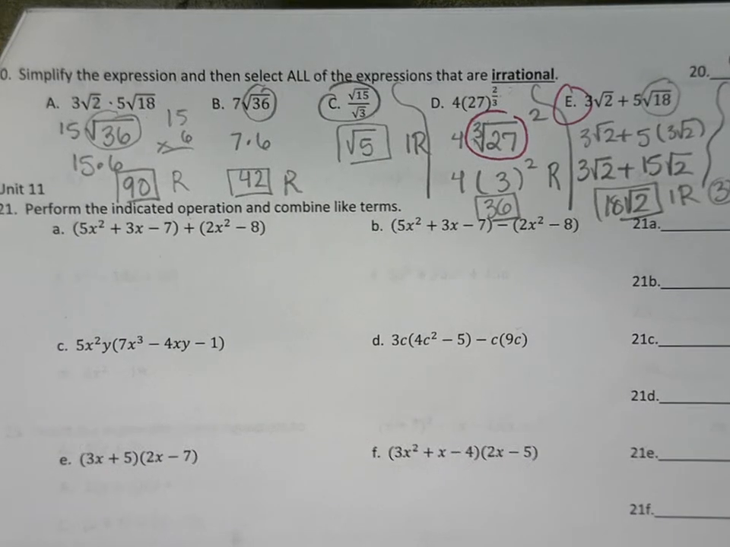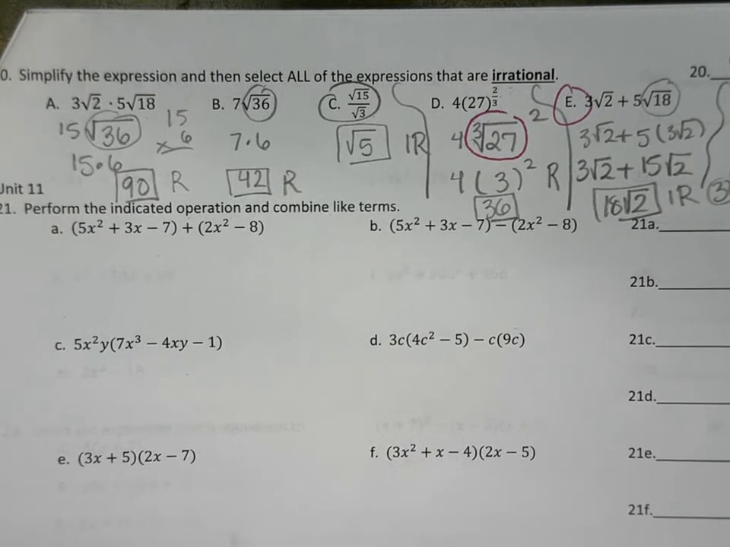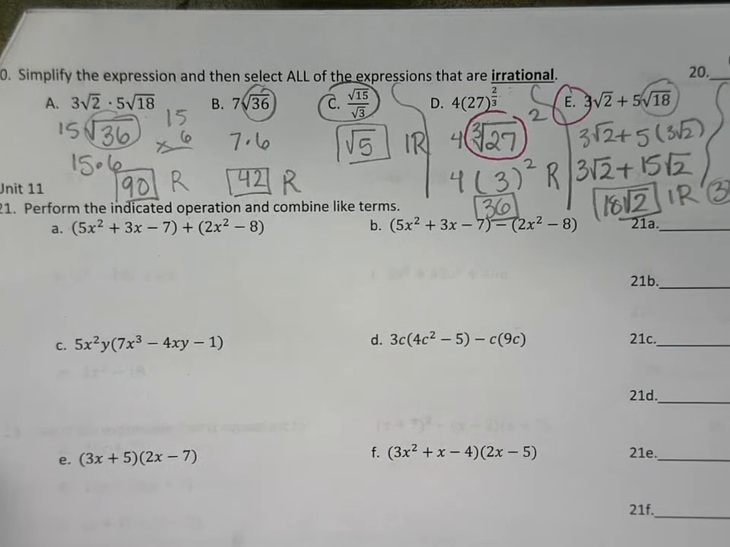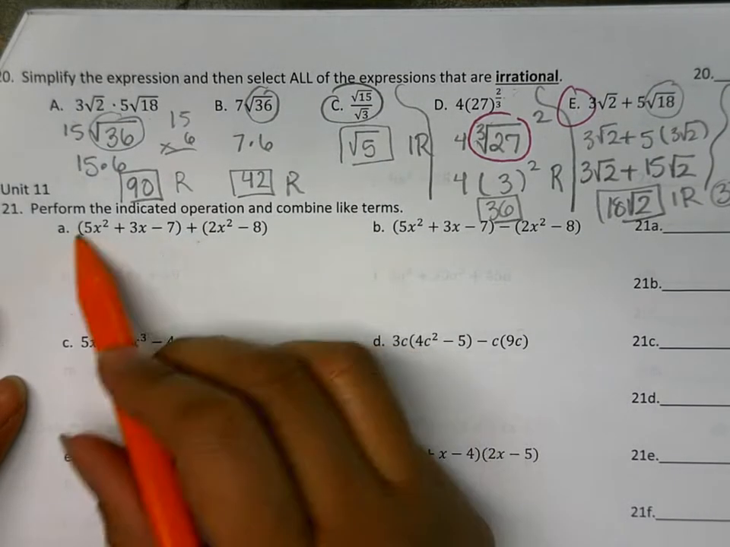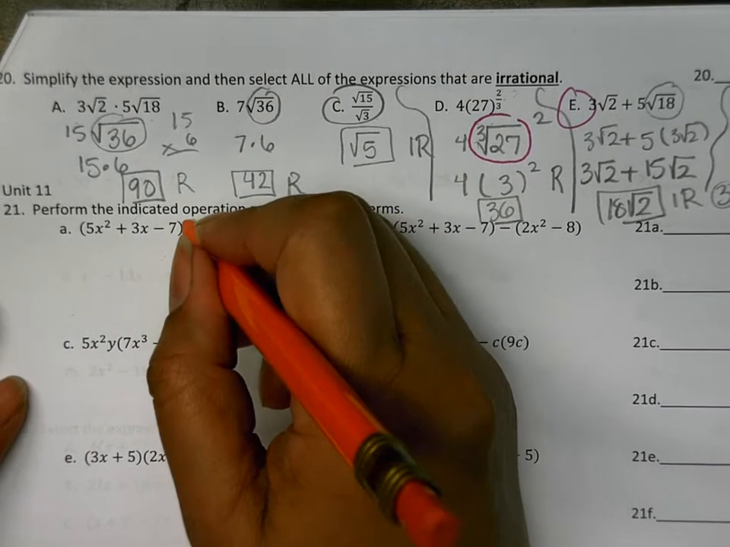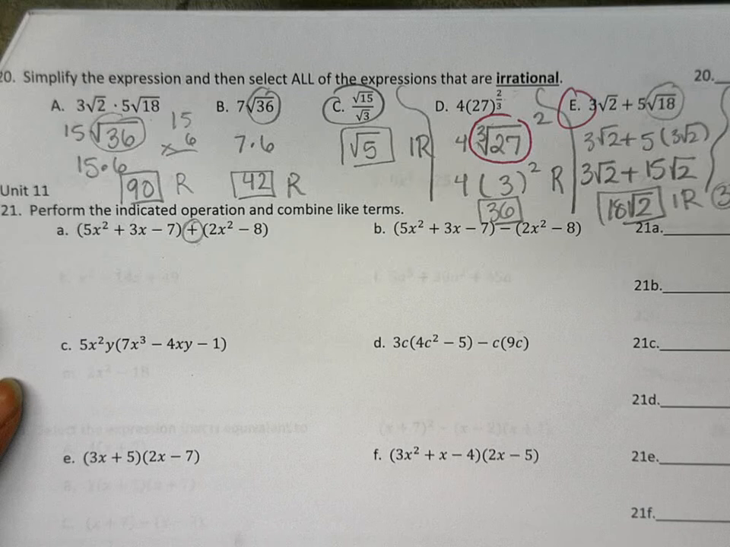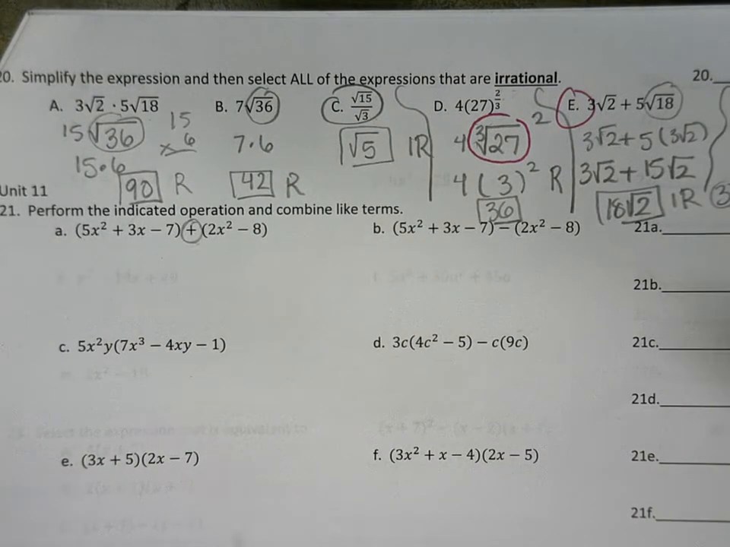All right, Unit 11. Perform the indicated operation and combine like terms. I've been saying this since the beginning of time: kids treat this as a double or triple distribution. Is that what this problem is? No. Do you see this big addition sign? Kids will say, well, I distribute the plus sign and then it becomes multiplication. No, that's not how it works.